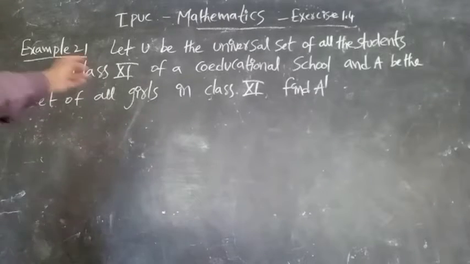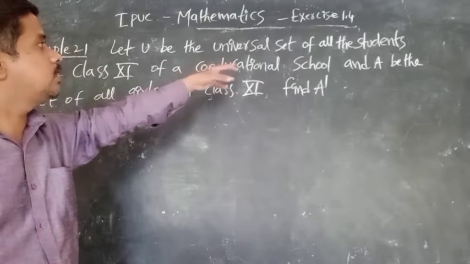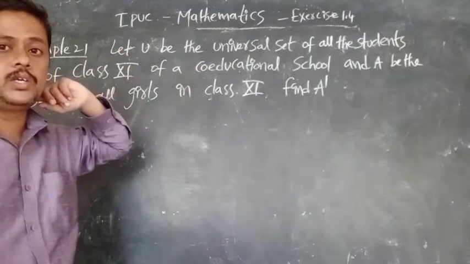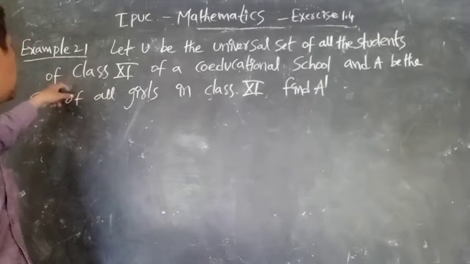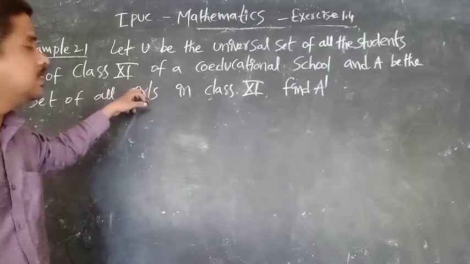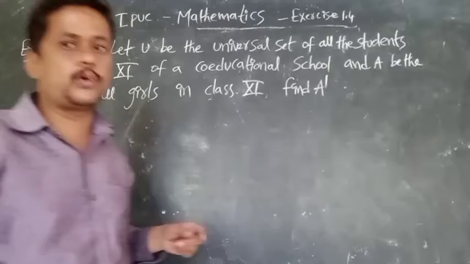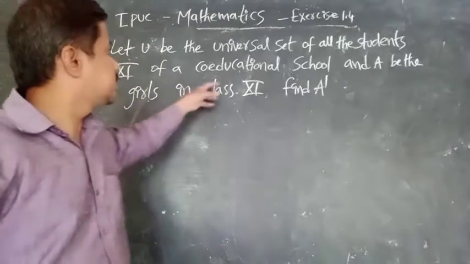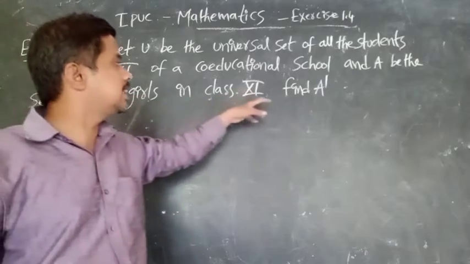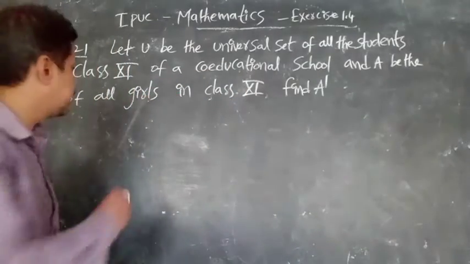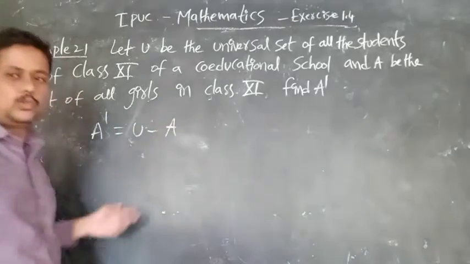So next question, example 21. Let U be the universal set of all the students of class 11 of a co-educational school, boys and girls both. And A be the set of all girls in class 11. Find A dash. Therefore, A dash equals what? U minus A.